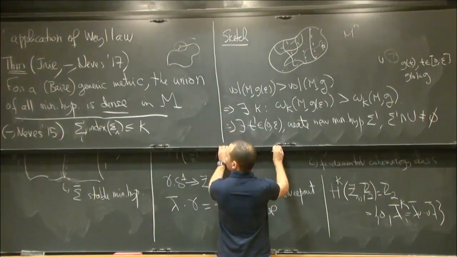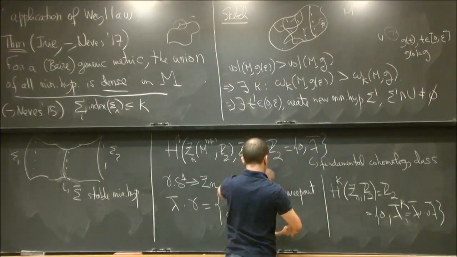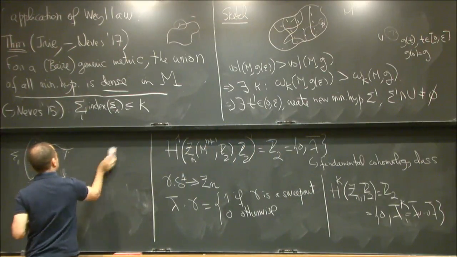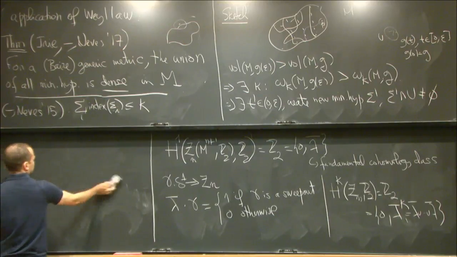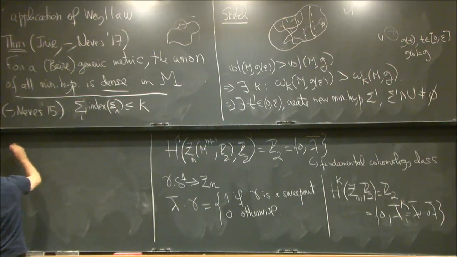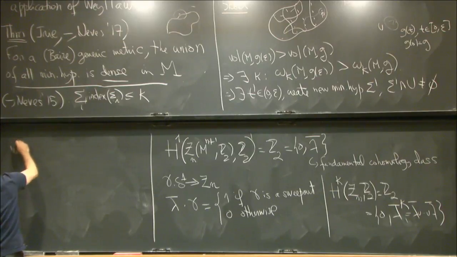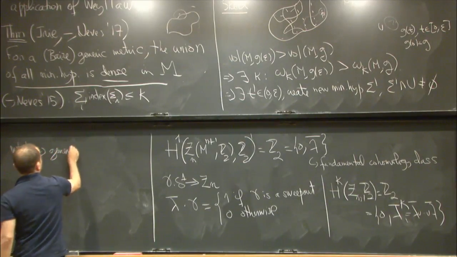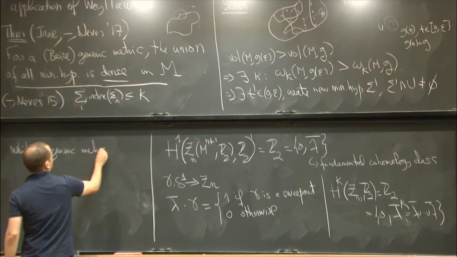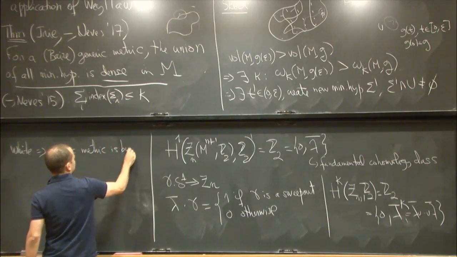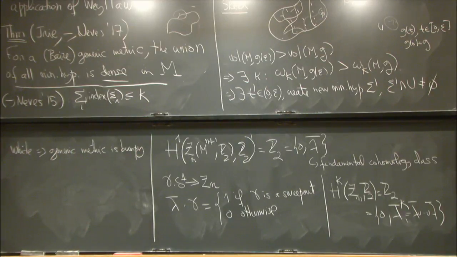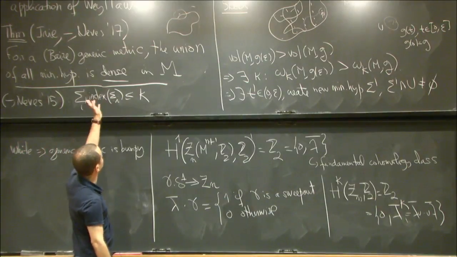So let me point out some questions from this. But before, I'd also like to mention that generic metrics in relation with minimal surfaces were studied by Brian White, and he had proven that a generic metric is bumpy. Bumpy means that every minimal hypersurface is non-degenerate for the variational problem. So if you want, you can add that here because it's generic.